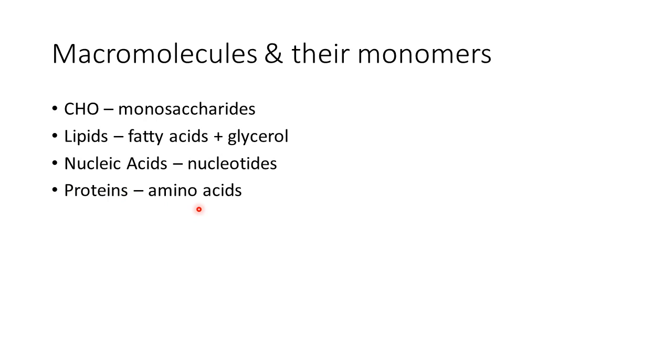Now, different combinations of amino acids make different proteins. Nucleotides are in different orders in different parts of your cells. There are more or fewer fatty acids and glycerols attached to each other, and different combinations of monosaccharides make up different carbohydrates. We'll get to that later, but what you should absolutely know from here is the macromolecule on the left and the monomers that make up that macromolecule on the right-hand side.